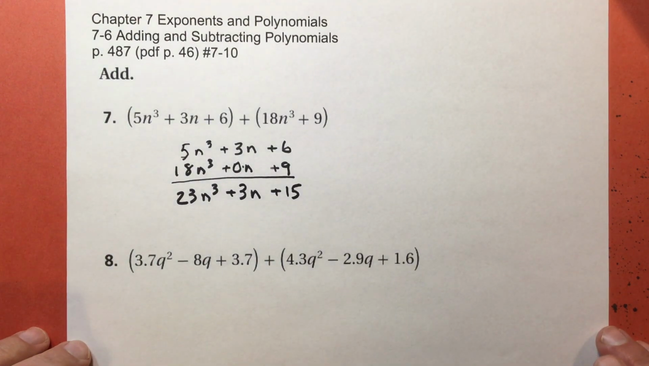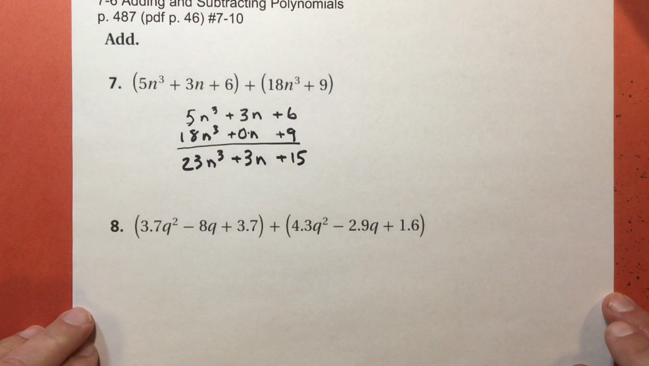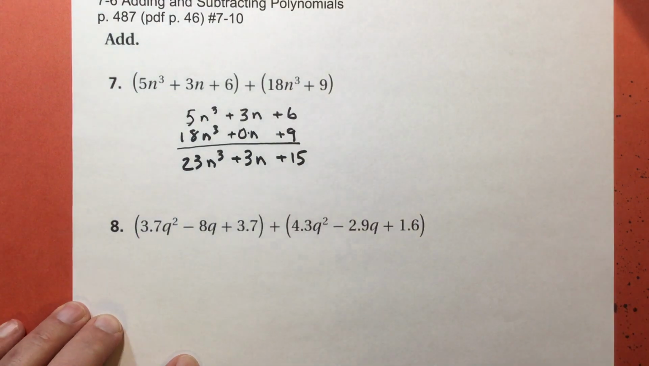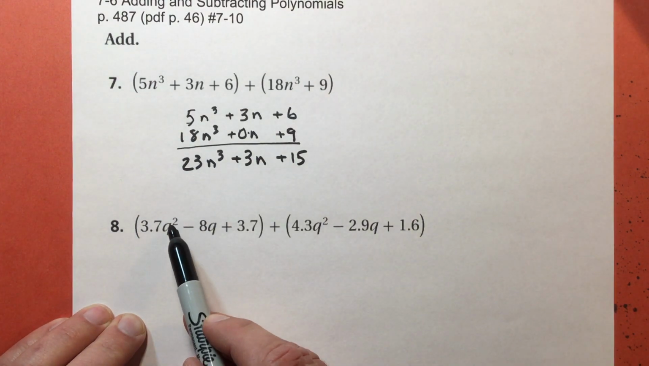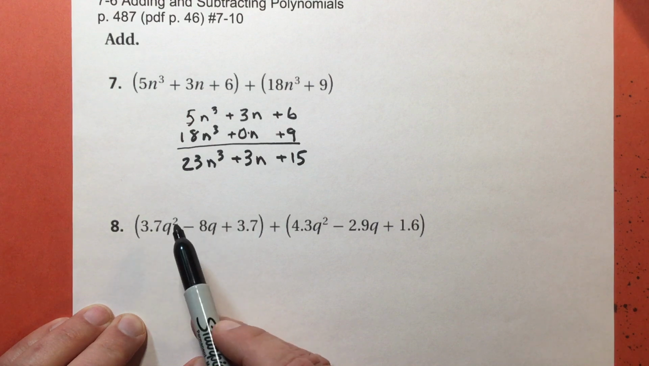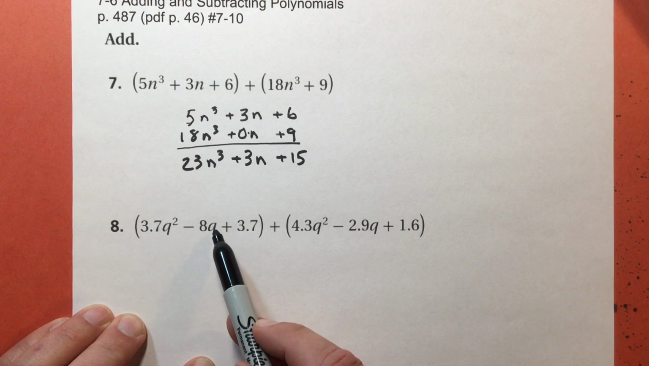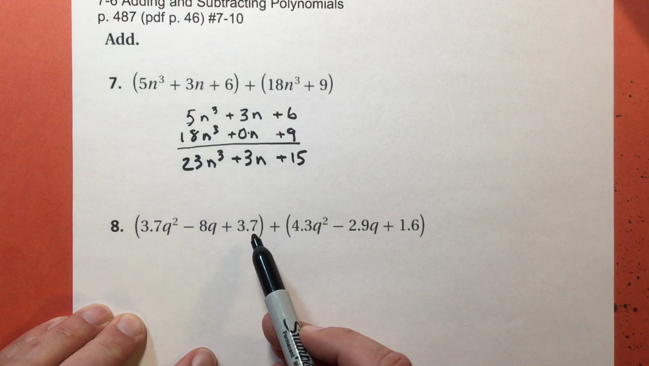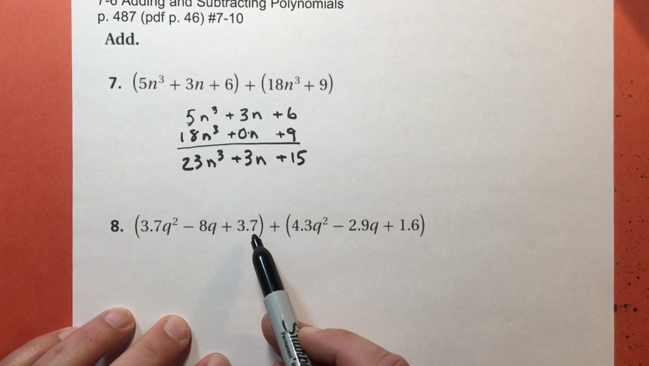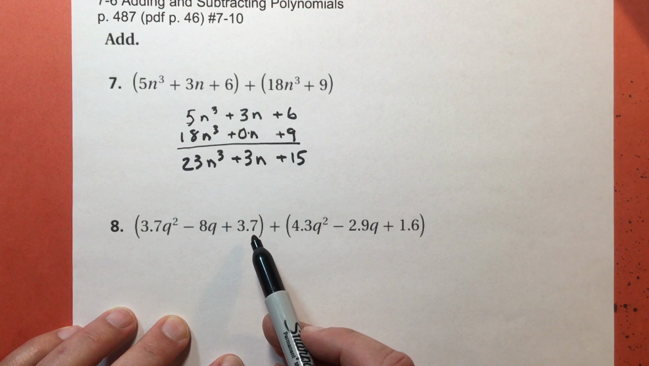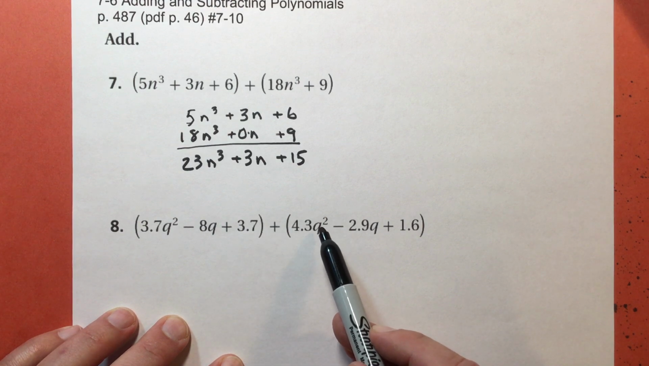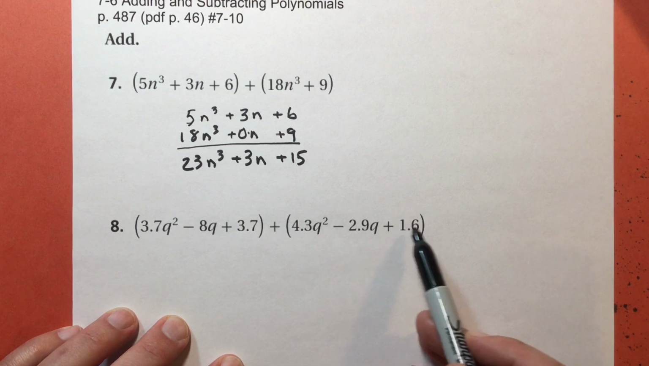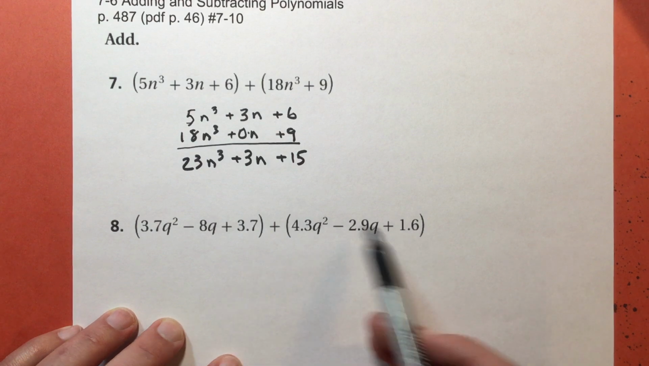For problem number 8, now we're using q as our variable. It does not matter. I've got q to the first power, q to the second power, q to the first power, and this is my constant, which again, like I said, is q to the 0 power. That q to the 0 power is going to be important. I'm setting you up for later. I've got q to the second power, q to the first power, and again, here's my constant. So everything's going to line up.